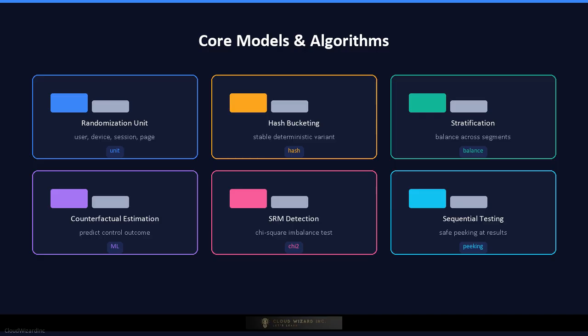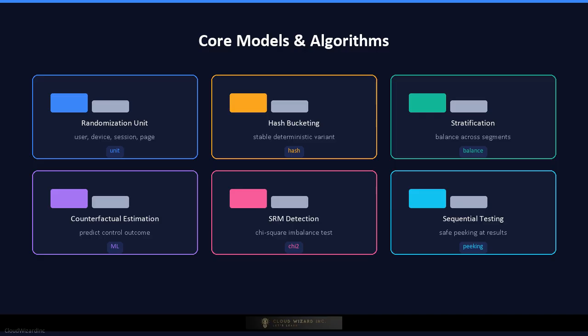Counterfactual estimation predicts what would have happened to treatment users under control, often using machine learning models or difference in differences to reduce variance. Sample ratio mismatch detection compares observed allocations to expected allocations using a chi-square test and alerts when the imbalance is significant. Sequential testing, such as group sequential tests or always valid p-values, allows peeking at results without inflating false positive rates. The alerting model prioritizes guardrail breaches and SRM violations above neutral metric movements.